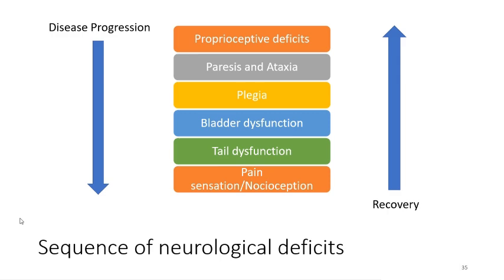Because sometimes they miss some of these earlier stages and the clients miss them too, and we don't see them till they're here. But what we need to remember is that as spinal cord disease particularly progresses, this is what we see first. So if you have a dog where the only thing we're noticing is his conscious proprioception is a little bit off, then he's way up here.